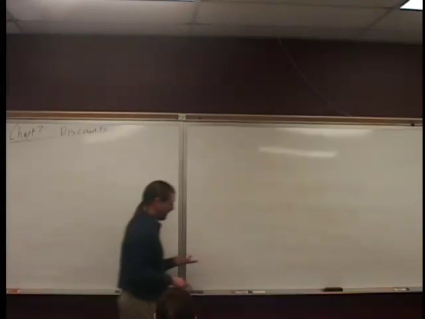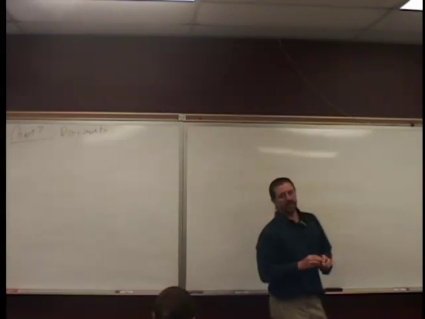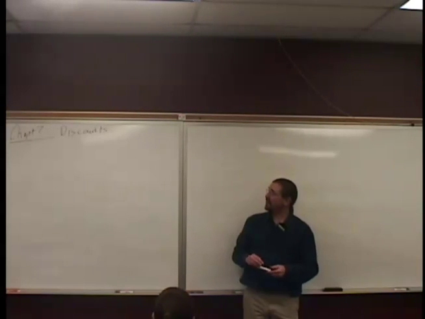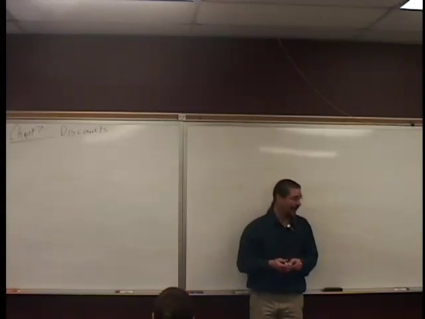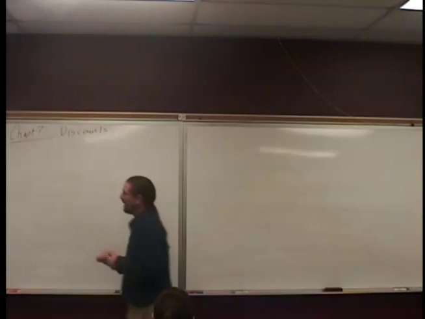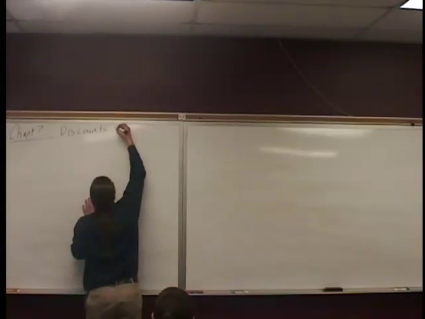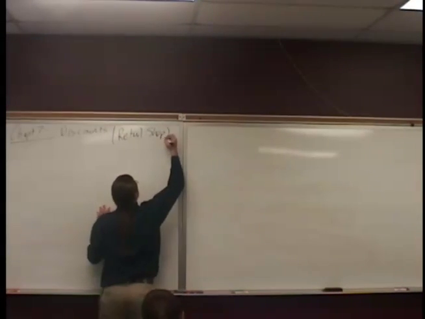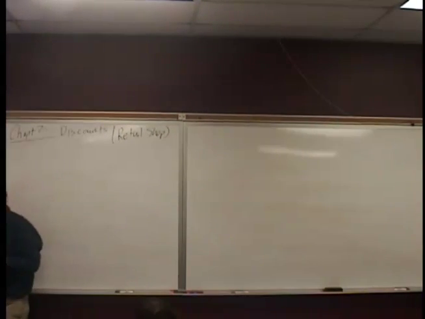So Chapter 7 is where we take all of this percentage stuff and we start putting it in terms of business. All right? So Chapter 7 is where we're going to basically learn about discounting. The idea about Chapter 7 is, imagine, if you will, you decide to run a retail shop.